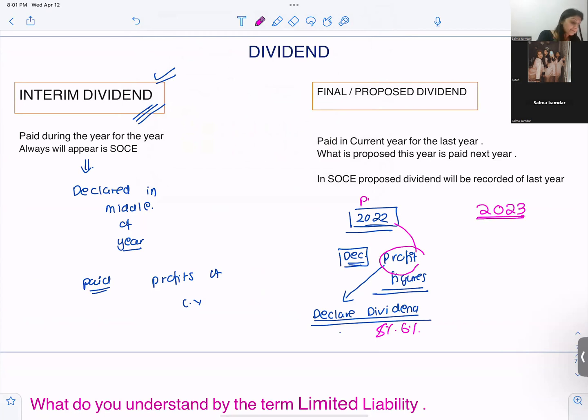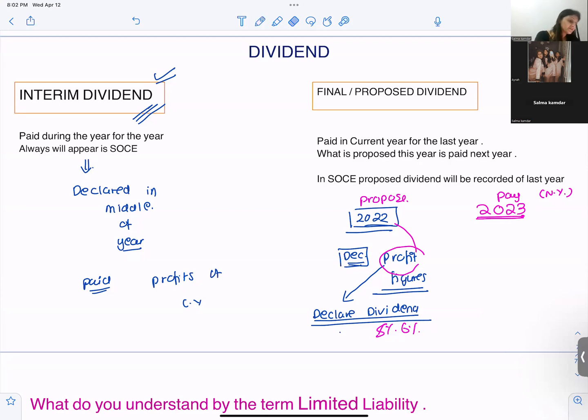Yeah, so I propose the dividend last year, but I pay the dividend next year. This is the final dividend. So in the statement of changes in equity of 2023, you will record which dividend? The declared dividend, right? Declared dividend of which year? Of the previous year. Yeah.